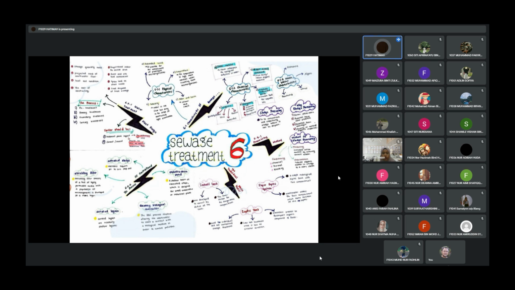In chemical characteristics, we have toxic material, diamond compound, insoluble, suspended solids, inorganic, pH, and organic. And the last one, wastewater characteristics, we have protozoa, algae, virus, bacteria. And then we move to the next subtopic, which is water treatment plant design.